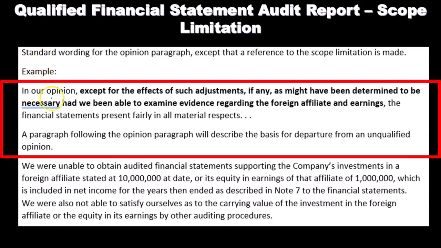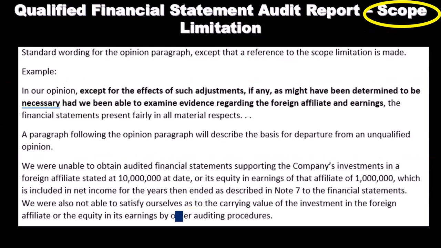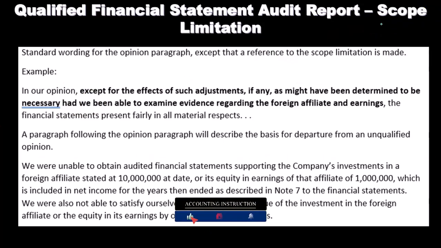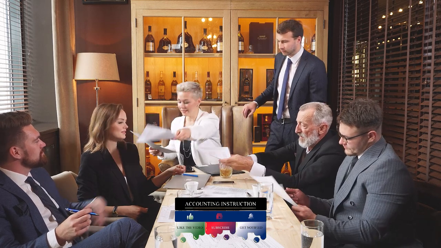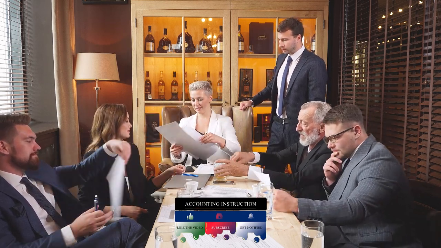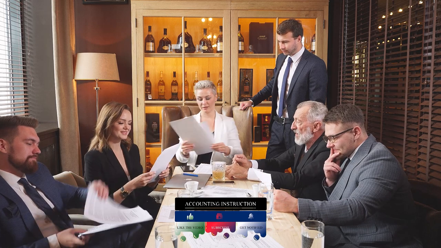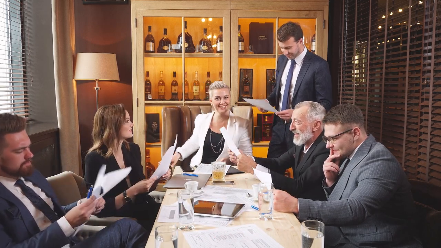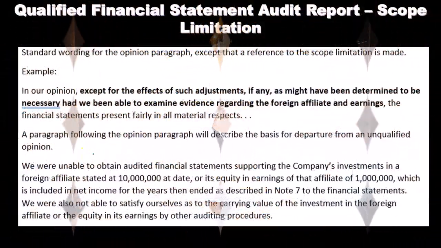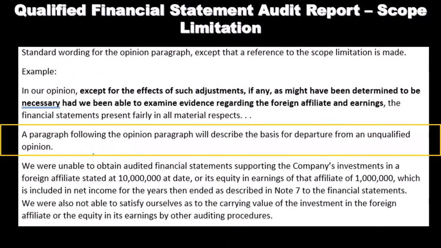So once again, we have in our opinion, and then this qualification, given the fact that we have a scope limitation, we couldn't get to this information and therefore couldn't audit it. What we did audit, this is my paraphrasing by the way, looks like it's in conformity. We believe we have evidence to back up our assumption that it is in conformity with generally accepted accounting principles. We weren't able to get the evidence with regards to this item. And then a paragraph following the opinion paragraph will describe the basis for departure from the unqualified opinion.